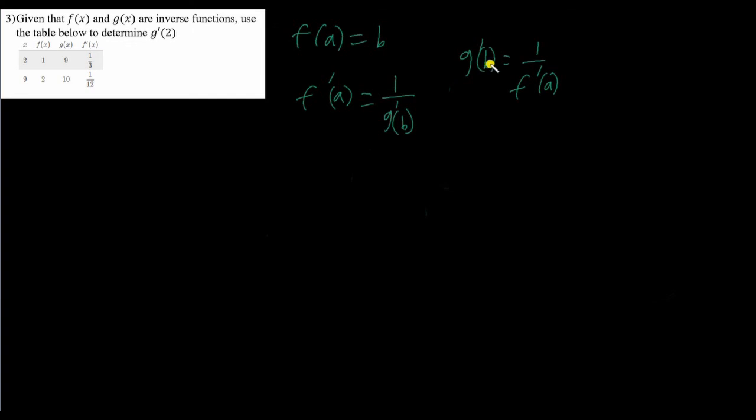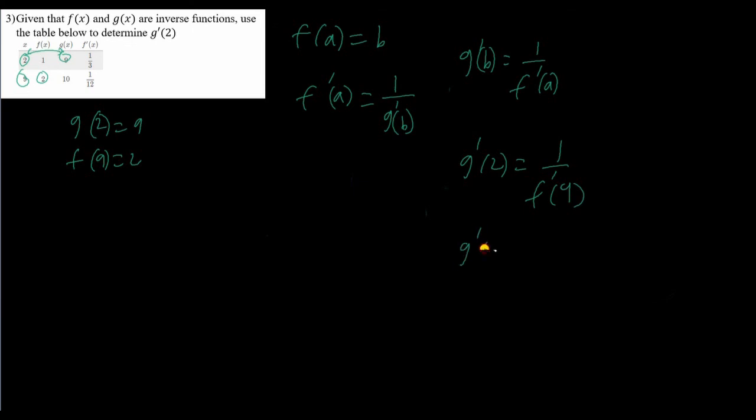And I can say g prime of b is equal to 1 over f prime of a. And so we want to find g prime of 2, right? So we need to find what? We need to find g prime of 2, and that's 1 over f prime of what? So we can see here that 9 and 2, they map to each other, right? g of 2 is 9, and then f of 9 is 2, right? So 2 and 9 is like a pair. So g prime of 2 is going to be equal to 1 over f prime of 9.